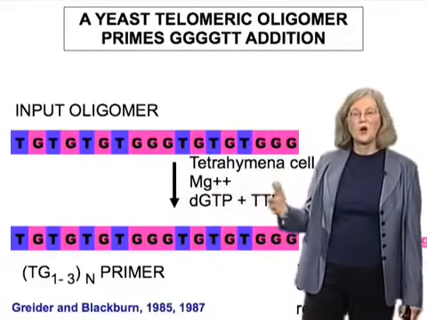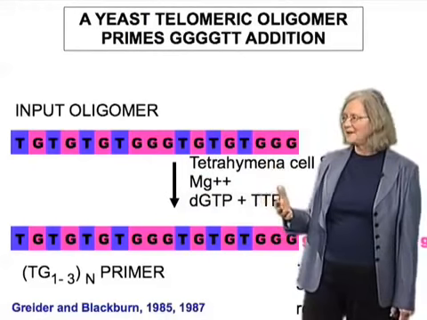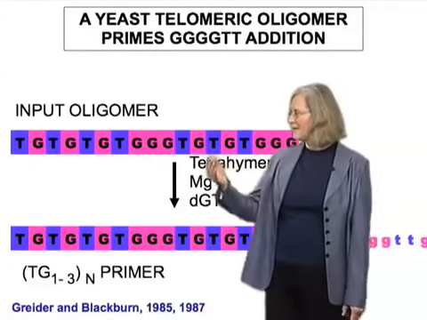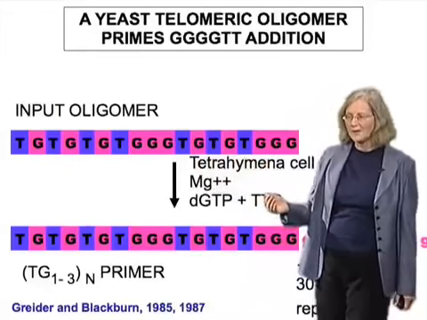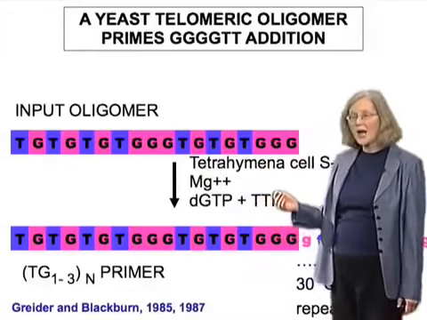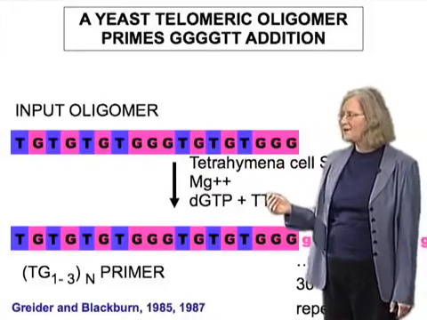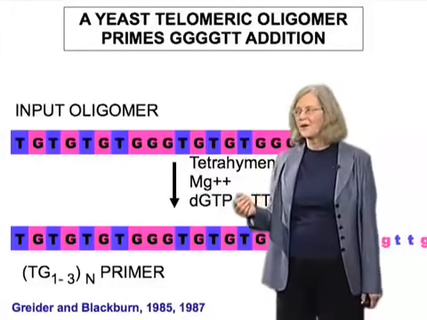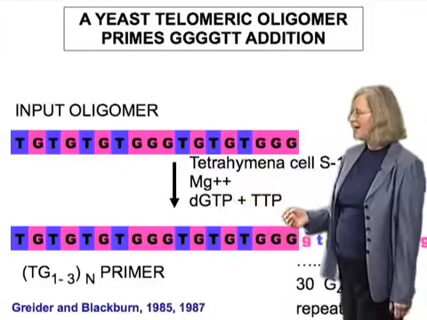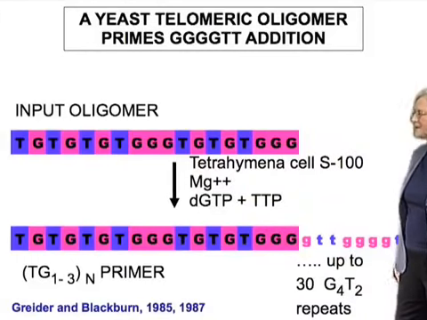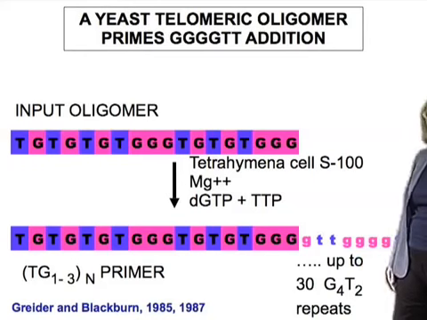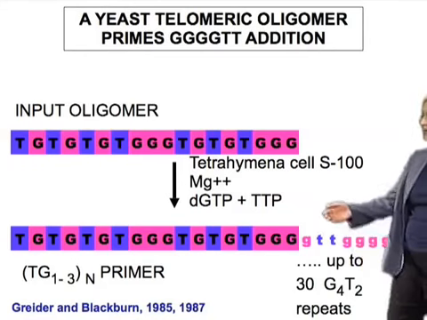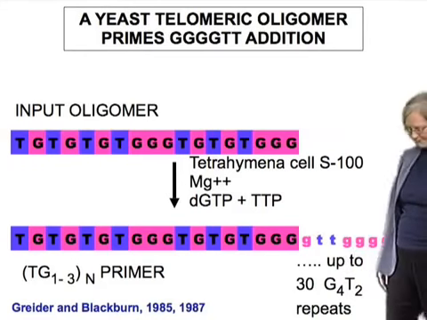So we wondered if the converse would be the case. If we added a yeast primer to a Tetrahymena extract, now in vitro, would we see Tetrahymena sequences added to the yeast telomeric oligonucleotide? And indeed, we did see such addition. And again, large numbers of repeats could be added to such a primer quite efficiently.